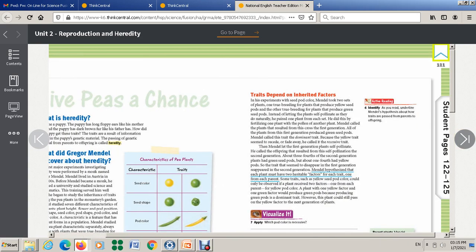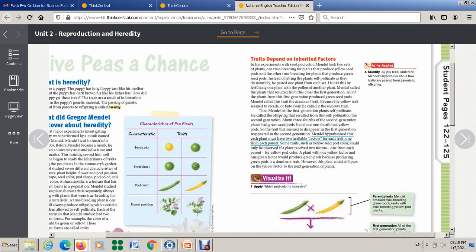at page 124, you have a table of some characteristics, like the seed color for peas. Some peas are yellow and some are green. Some seed shapes are smooth like this, and some have wrinkles. Pod color might be green or yellow. Flower position might be at the top or at the side. He started to study these characteristics.